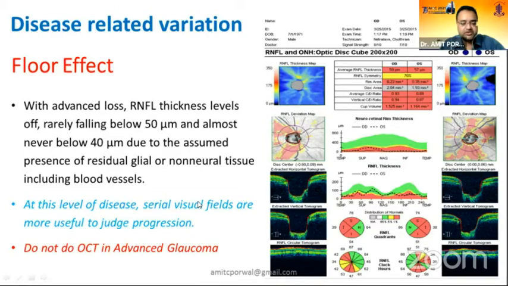What is more important is that you should get visual fields done. So do not use OCT in advanced glaucoma. You have to monitor through your visual fields. Now this is called floor effect.